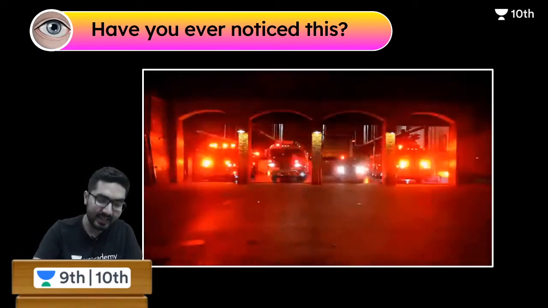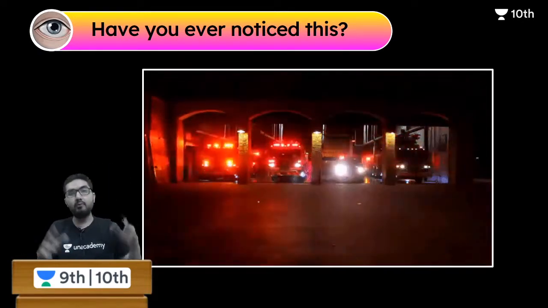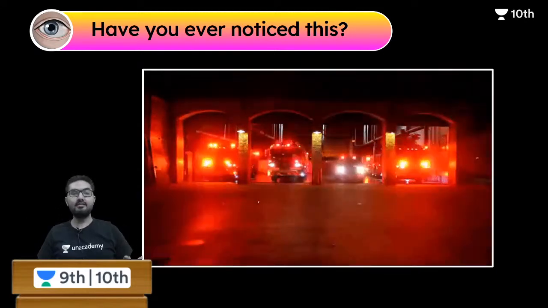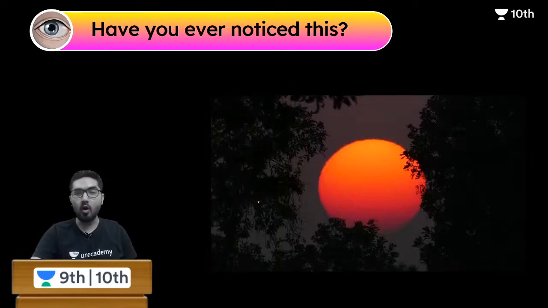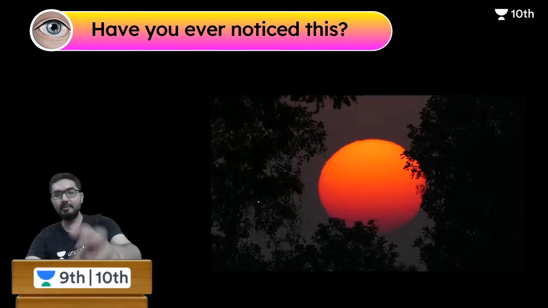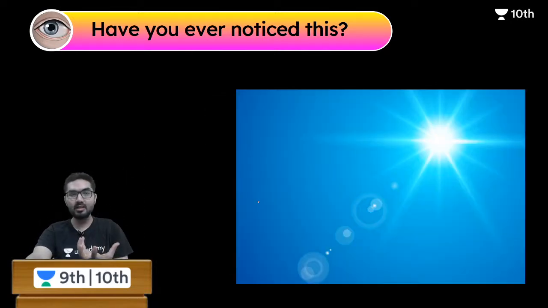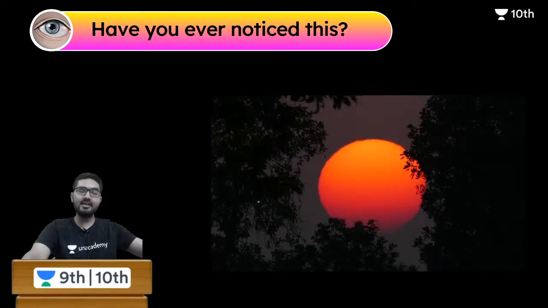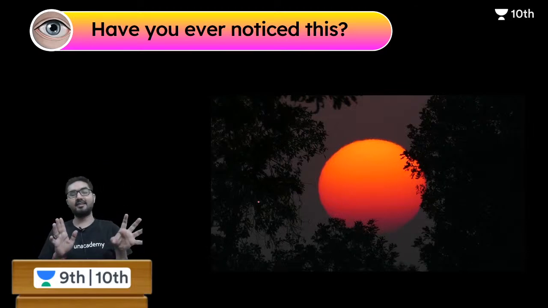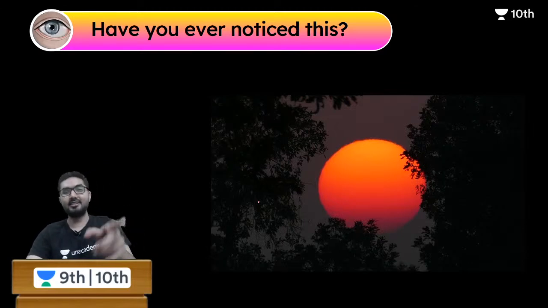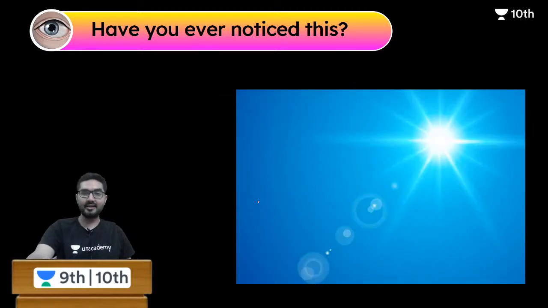So now there is another thing that you might be wondering. Why are ambulances basically red in color? Why does the sun, when it sets, become red all of a sudden? But the sun is not red at noon. It is red when it is getting sunset. So there has to be a specific color for the sun. We cannot just say that the sun is white as well as red.